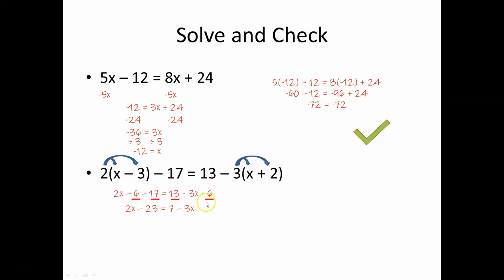Now, this looks a lot like this problem. We've done this problem, so I know we can do this problem. Let's get all our x's on one side and our numbers on the other. Looks like we're doing our numbers first. Okay, then let's get our x's on the other side.